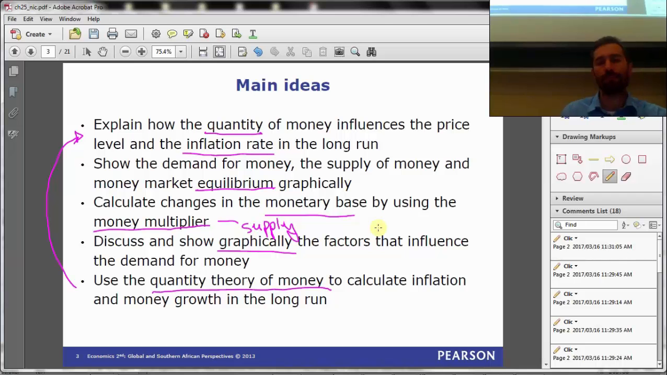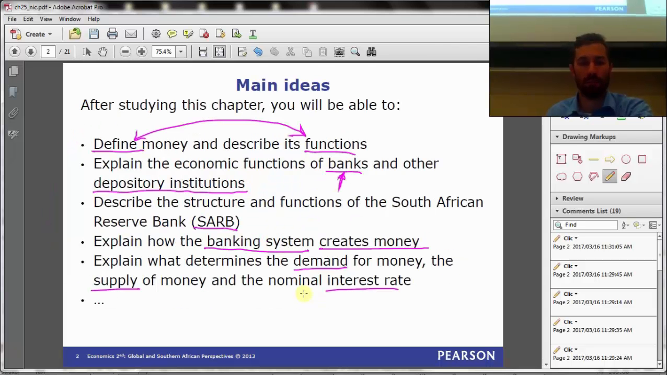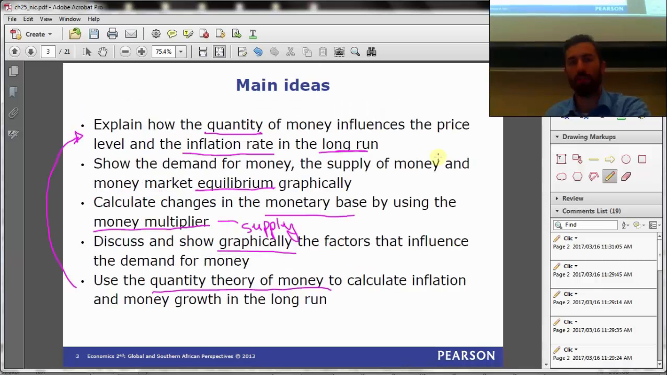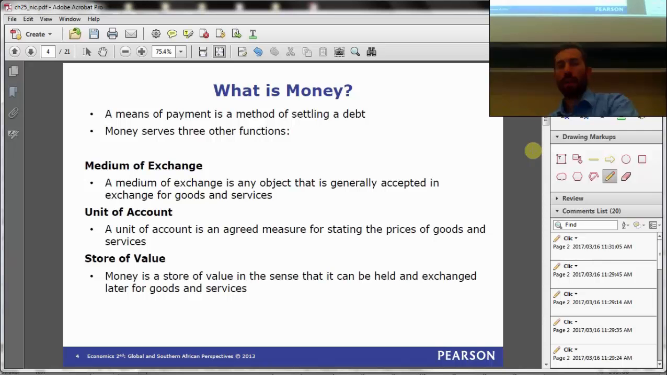Okay? We will also distinguish the difference between the long run and the short run. We haven't introduced the term short run here, but long run versus short run. So that is the rather extensive set of goals for this chapter. There's a lot of stuff that we're going to do here. And it begins with a discussion on what money is.